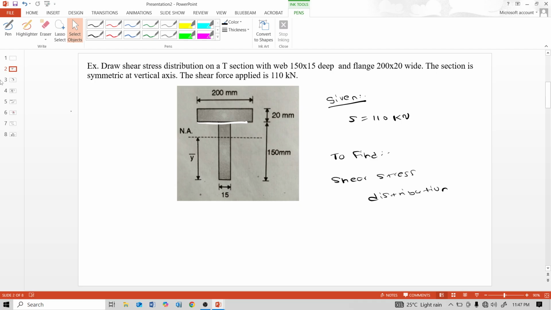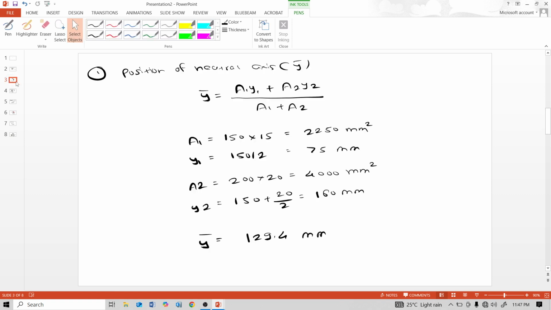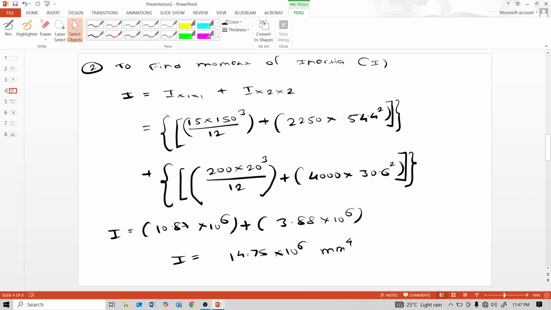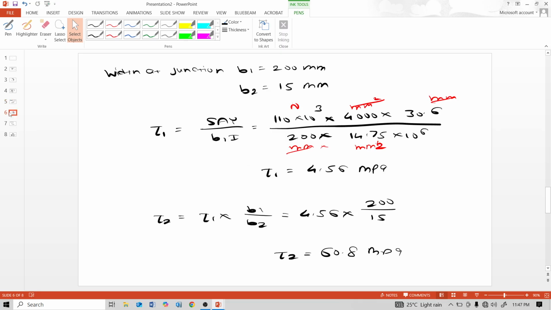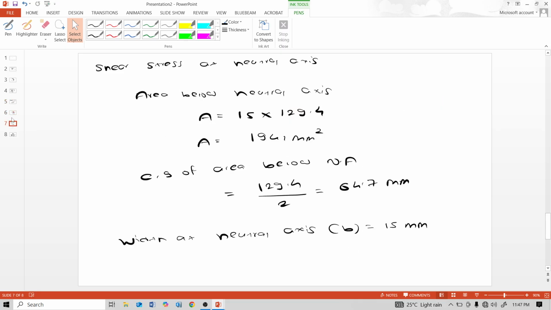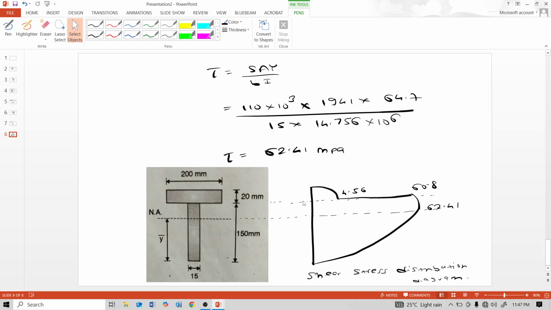So for solving this T-section shear stress distribution diagram, we first calculate the position of the neutral axis y bar, then the moment of inertia, then the shear stress at junction, then the shear stress at the neutral axis, and this is the shear stress distribution diagram.